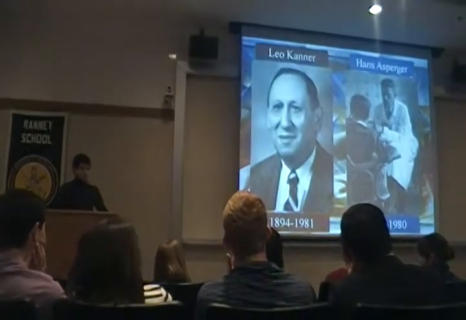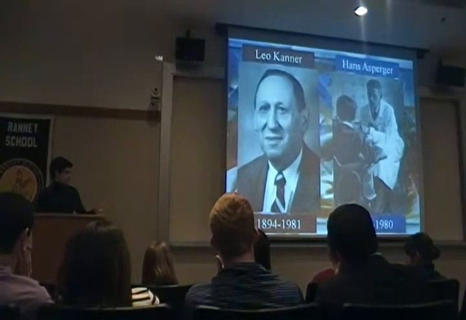Remember that, please. 1943 is a major year for autism. You have the two big guns of autism, as I like to call them, Leo Kanner and Hans Asperger. Now, Leo Kanner is the guy on the left. He's Austrian. He emigrated to America. He worked at Johns Hopkins. He was majoring in pediatrics.